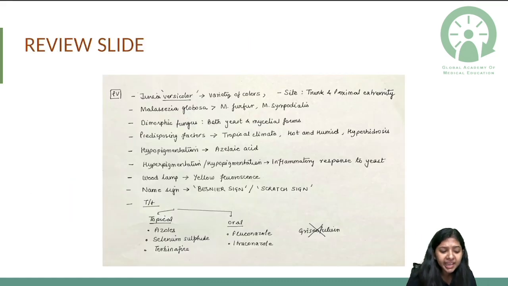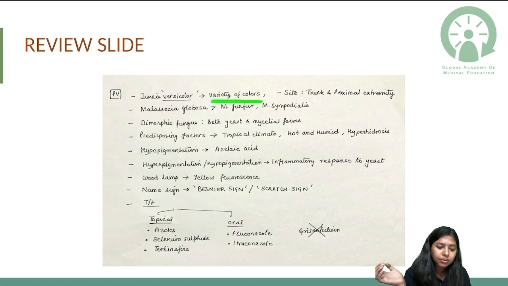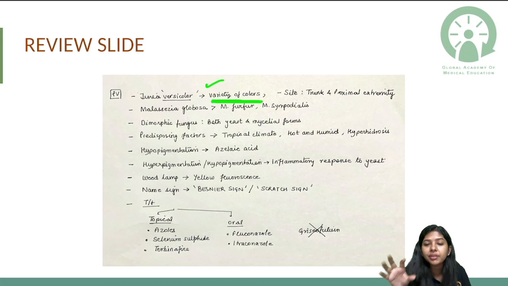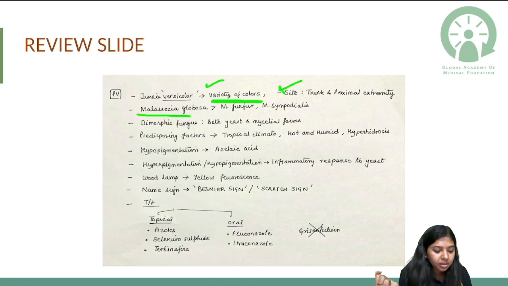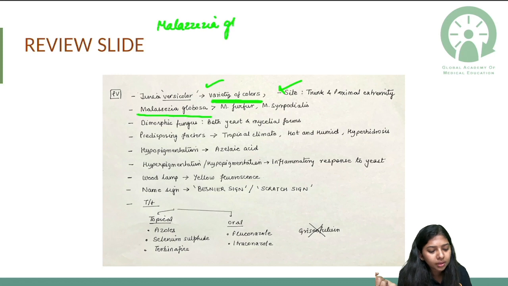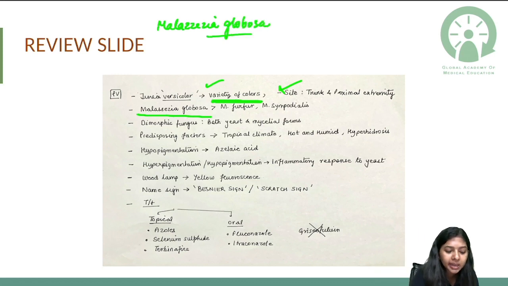So this is a review slide on tinea versicolor. Because of shortage of time, I've prepared this for you all. Tinea versicolor, why versicolor? Because you get a variety of colors. I told you classically you get hypopigmentation, but you can get hyperpigmentation as well because of an inflammatory response to the yeast. Sites we have discussed. The causative organism is Malassezia globosa, and there are others called Malassezia furfur and sympodialis, but mainly you remember Malassezia globosa.